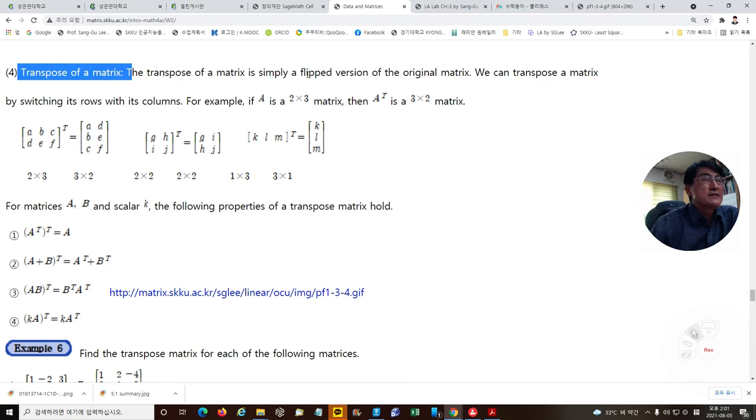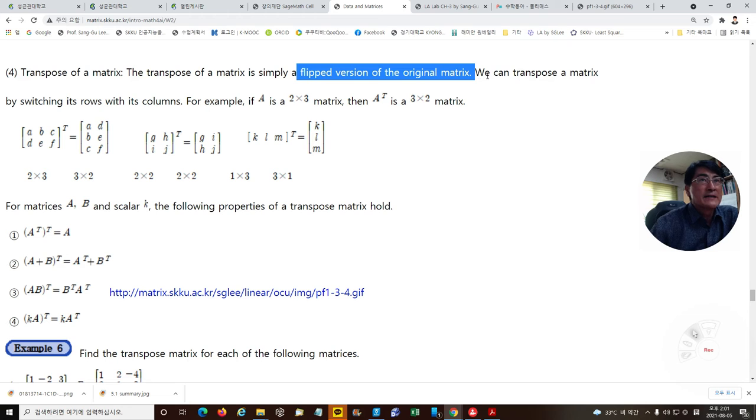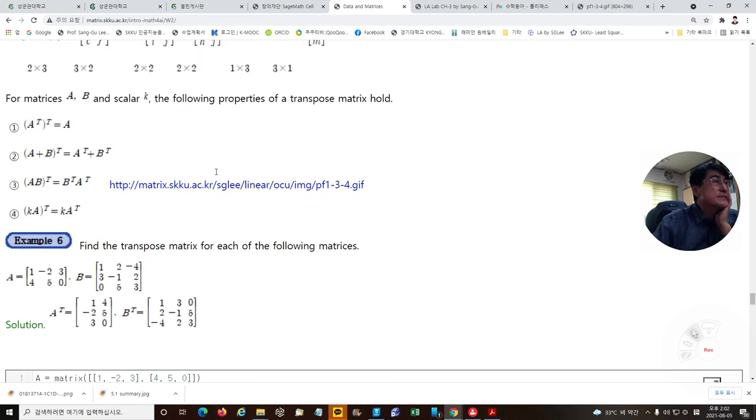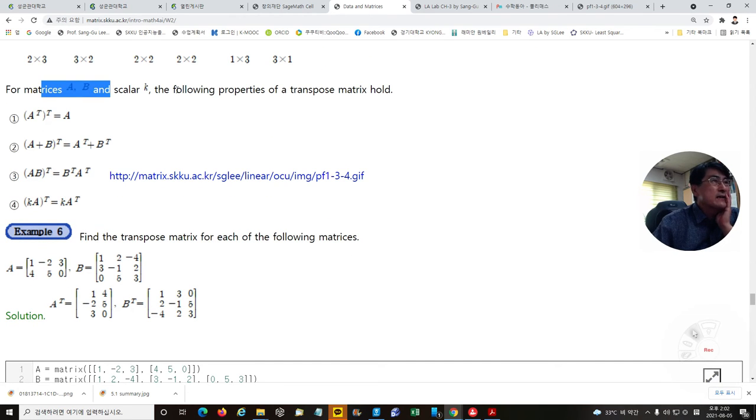The transpose of a matrix is simply a flipped version of the original matrix, like this. The transpose of this 2 by 3 matrix is a 3 by 2 matrix, like this, flipped along the diagonal. So the transpose of this 2 by 2 matrix G, H, I, J is G, I, H, J. Just flip it along the diagonal. And the transpose of this 1 by 3 matrix is a 3 by 1 matrix, like this. And for matrices A, B, and scalar k, the following properties of a transpose matrix hold.